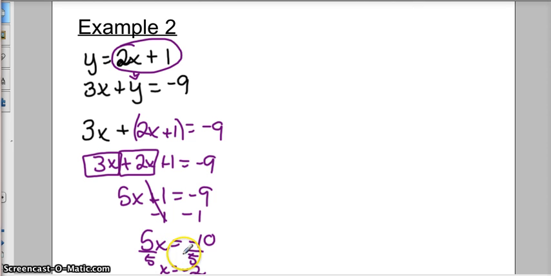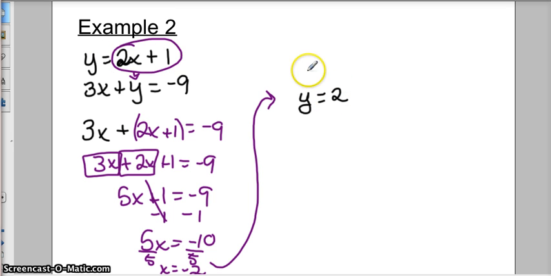Okay, so we have our x term. Now we need to plug in what x equals into one of the equations to find y. Now, always choose your easier one. I personally think this top one looks easier, so I'm going to plug it into that. So y equals 2x plus 1. So I'm going to plug in negative 2 for x. So y equals 2 times negative 2 plus 1.